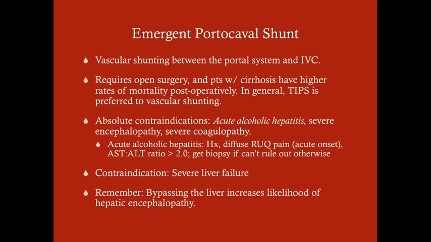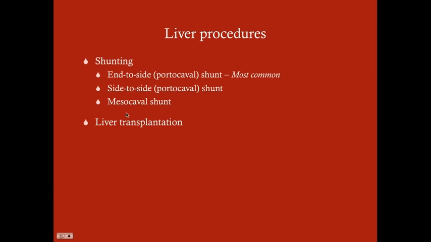Contraindication is severe liver failure. The reason I put that as contraindication as opposed to an absolute contraindication is because, well, pretty much any patient you do an emergent portocaval shunt on is going to have pretty significant liver failure. So it is under the contraindications technically, but you're kind of going to weigh benefits to risks. Remember, again, bypassing the liver increases the likelihood of hepatic encephalopathy. So liver procedures we're going to talk about are end-to-side portocaval shunt, side-to-side portocaval shunt, and the mesocaval shunt.